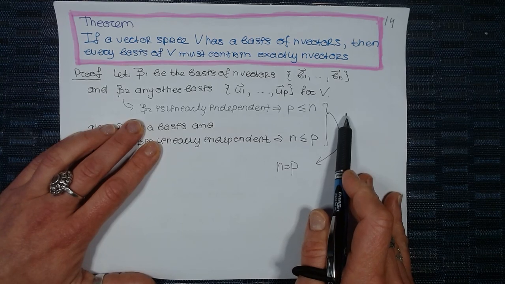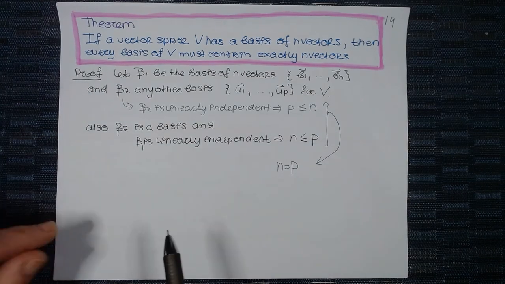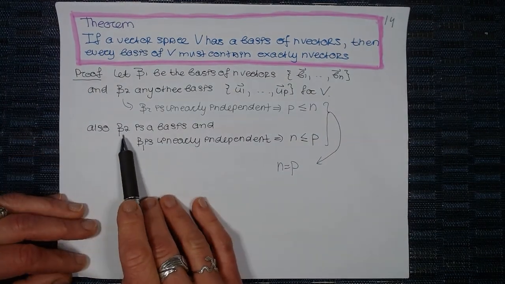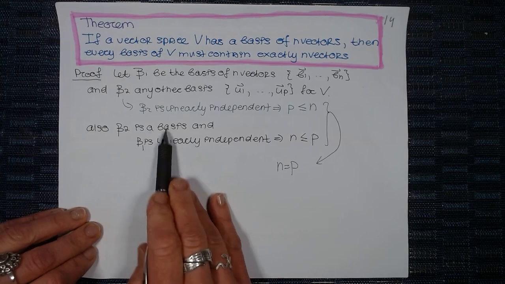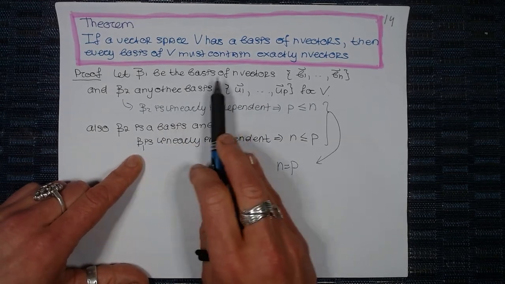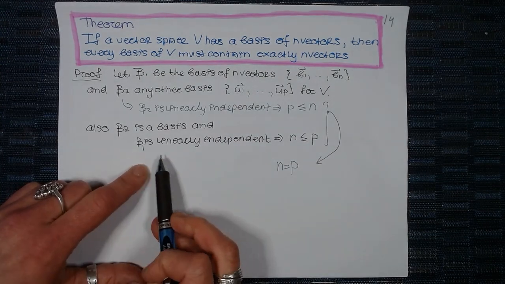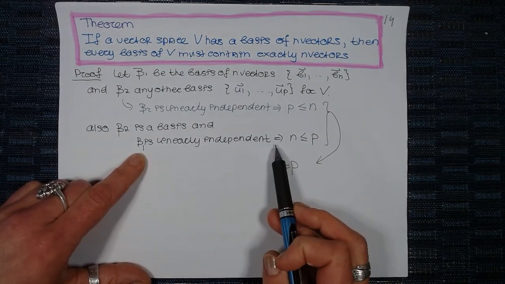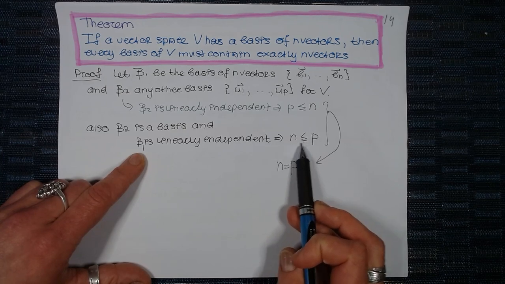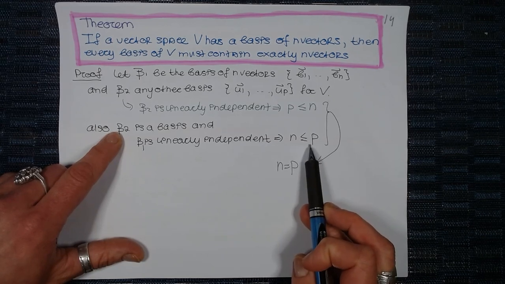But we can also switch them around, right? I know that beta 2 is a basis, it's given to me. And beta 1 is linearly independent because it's a basis. So I can also say because beta 1 is linearly independent and beta 2 is a basis, then n has to be less than or equal to p, right?